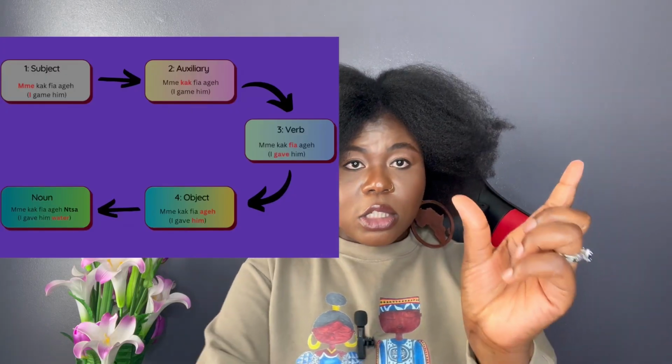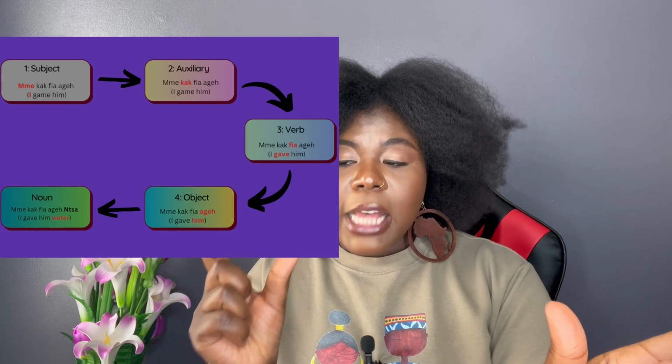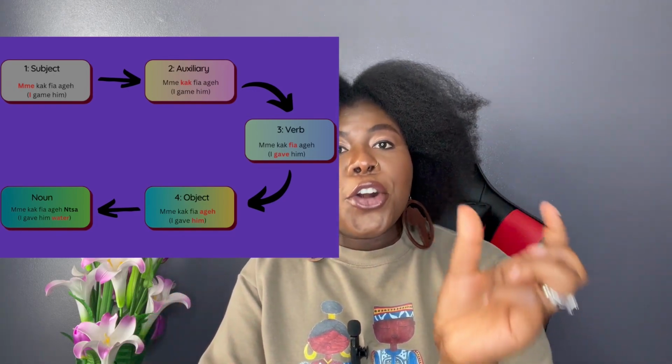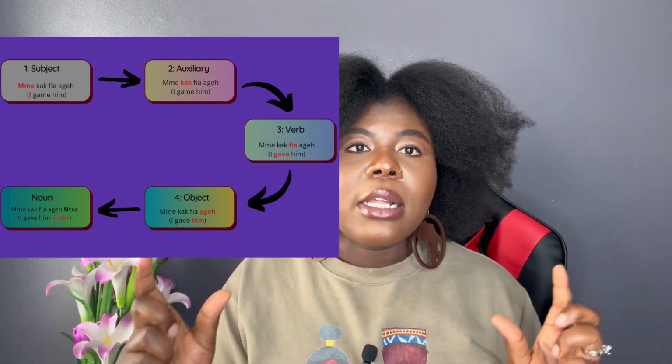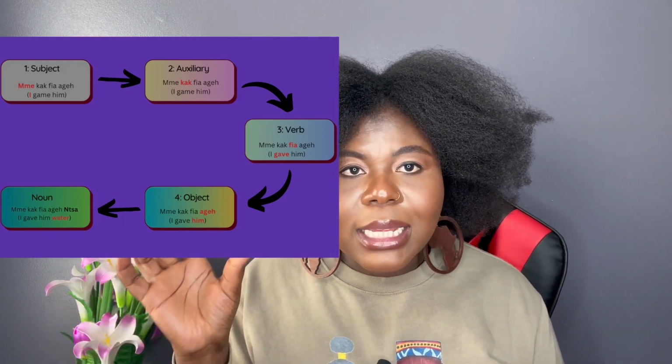A simple sentence is basically a sentence that has one independent clause and has a subject, a verb, and might include a modifier. A simple sentence structure goes as follows: the subject comes first, the modifier comes second, the verb comes third, and the object goes last. So the object is last.